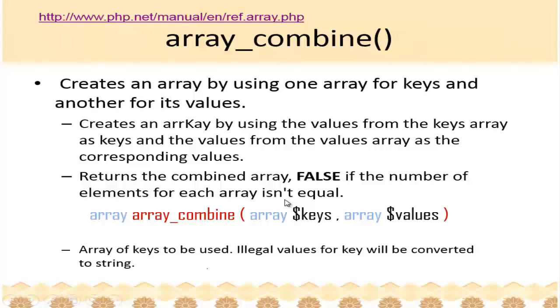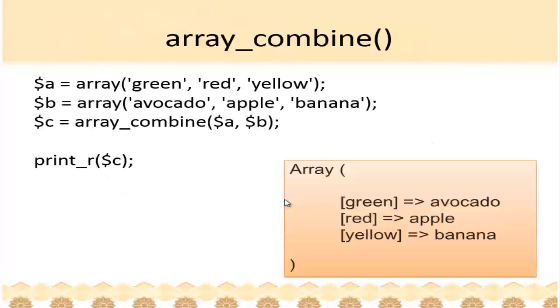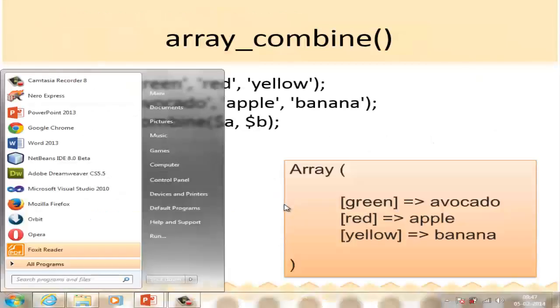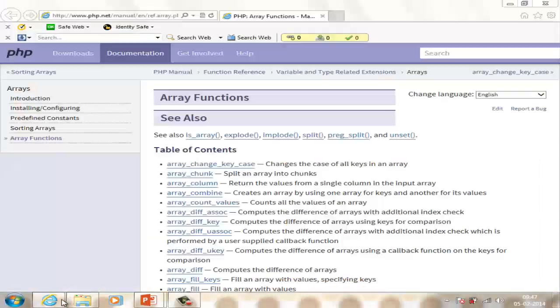Suppose the keys are 10 and values are 5, and if you say combine now, it's going to say it's not possible because keys are more, values are less. Again, the same thing: if the values are more and keys are less, and if you ask it to combine, it's not going to combine it. So both of them must be equal. If there are 3 items in the keys and 3 items in the values, it will make a new array of 3 items. And I've taken all the examples from there because I don't want to reinvent it.